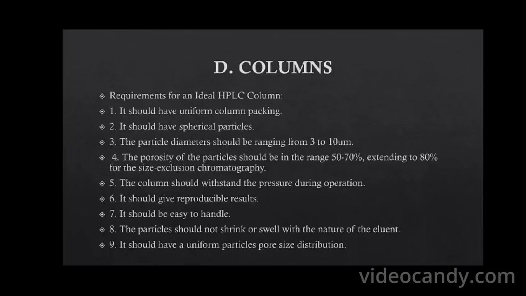Columns. The requirements for an ideal HPLC column are as follows. It should have a uniform column packing. It should have spherical particles. The particle diameter should range from 3 to 10 micrometers. The porosity of the particles should be in the range of 50 to 70%, extending to 80% for size exclusion chromatography. The column should withstand the pressure during operation.